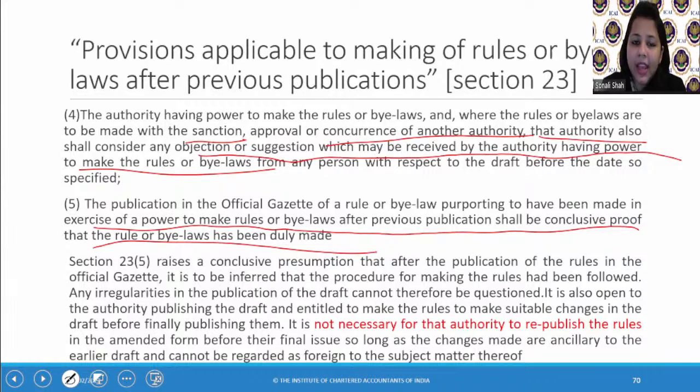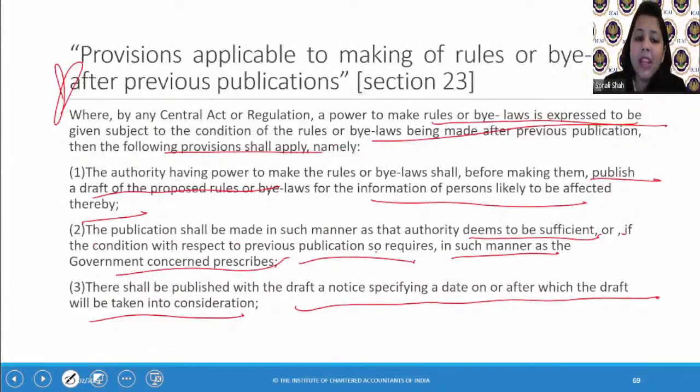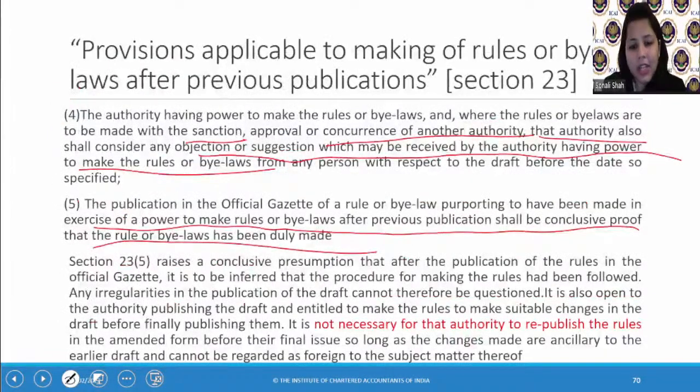So basically, there are guidelines for making rules or bylaws with previous publication. First, there has to be a previous publication. The authority will give notice. They will consider the objection and suggestion. And after that, they will finally publish the rule or bylaw in the official gazette. And once it is published in the official gazette, it will be proof that due process has been followed.